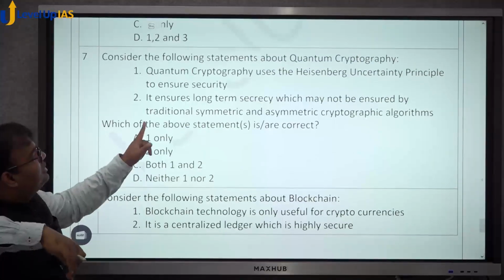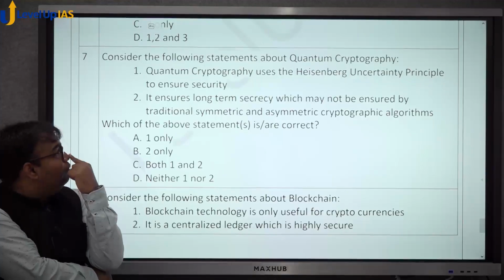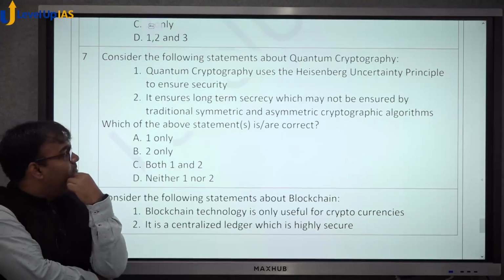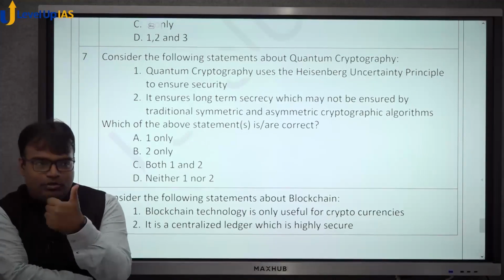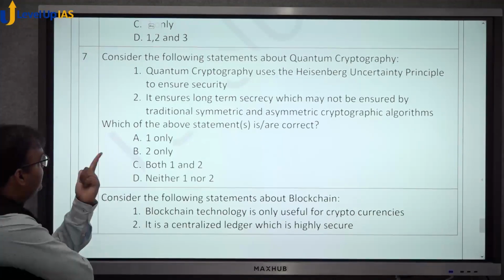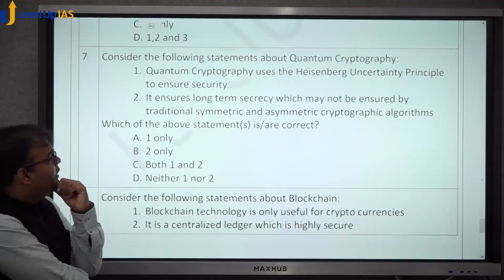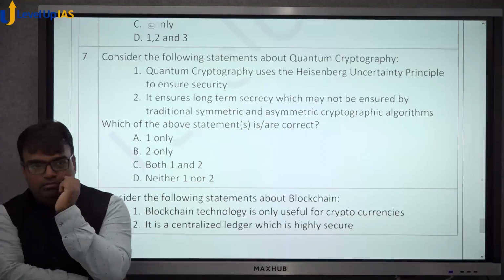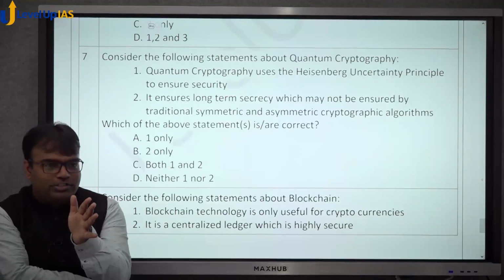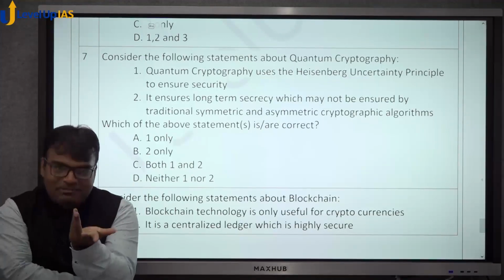Consider the following statements about quantum cryptography. Quantum cryptography uses the Heisenberg uncertainty principle to ensure security. Yes, we know what Heisenberg uncertainty principle is. Second, it ensures long-term secrecy, which may not be ensured by traditional symmetric and asymmetric cryptographic algorithms. Both symmetric and asymmetric cannot ensure long-term security. It ensures long-term security, so that even if you read it, you haven't been able to read.